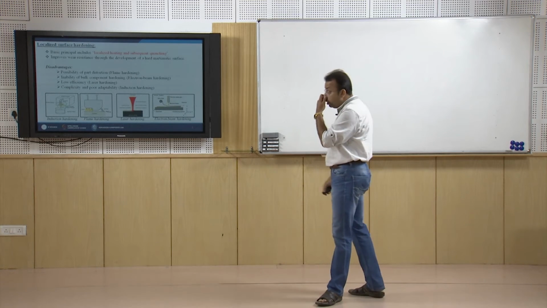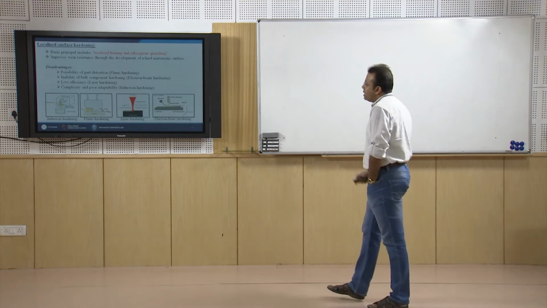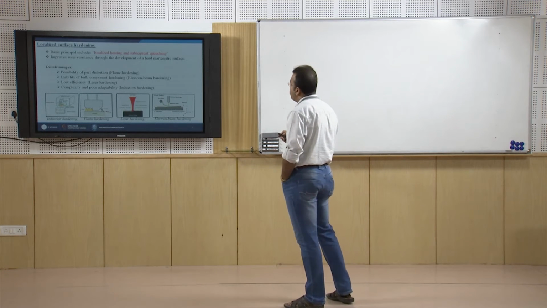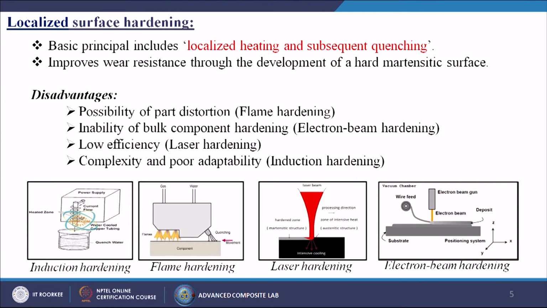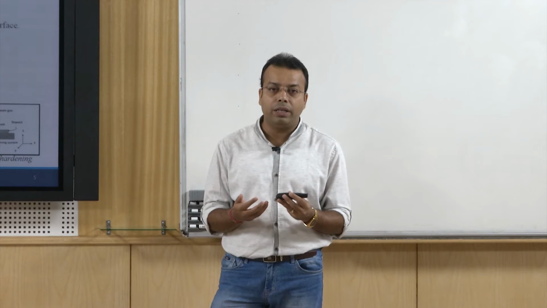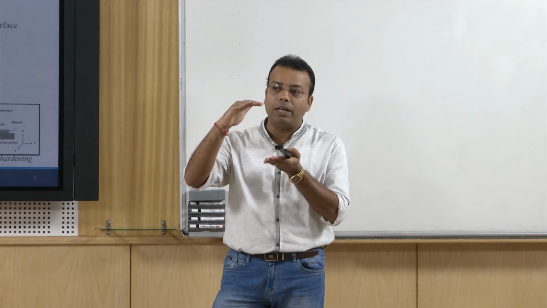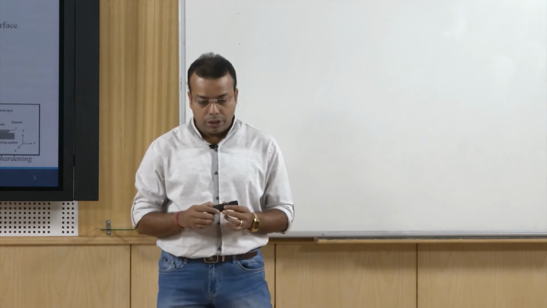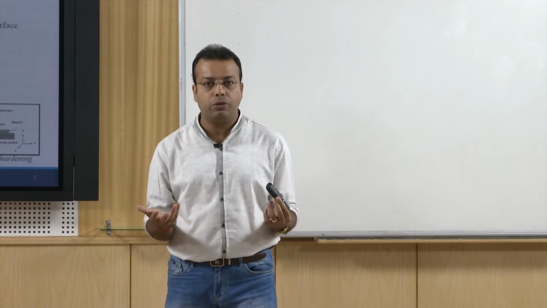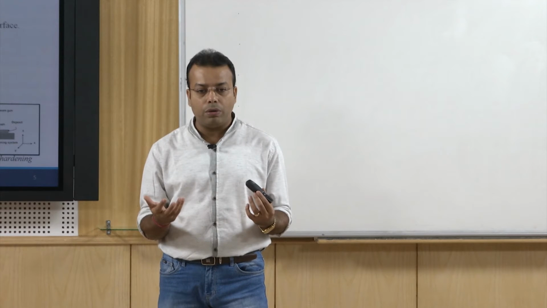So first is called localized surface hardening. The basic principle includes localized heating and subsequent quenching. Simply, we are heating the material surface, but the temperature should be lower than the melting temperature of that particular material. Sometimes it is more than the crystallization temperature of that material. So it lies in between the melting temperature and the crystallization temperature of that material, due to which a new crystal structure will be formed while heating.